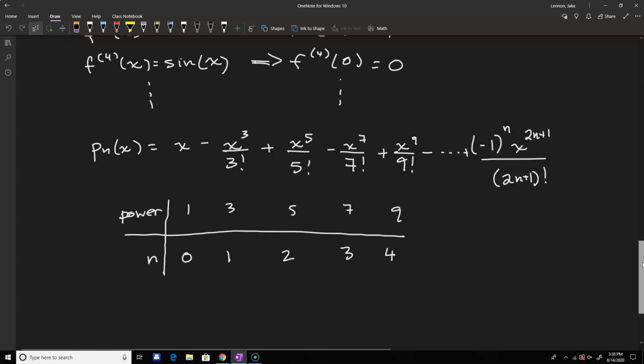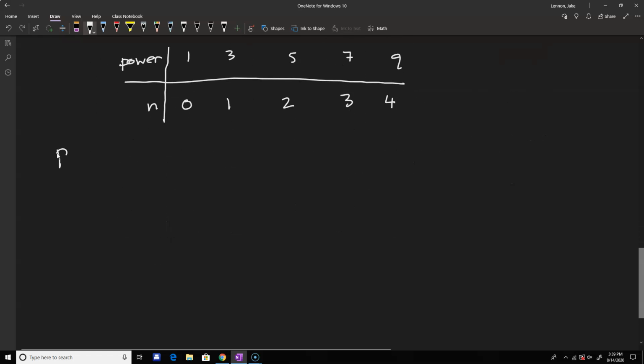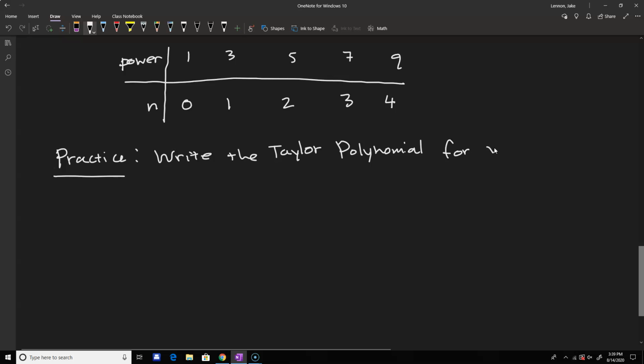So a good one for you to try. Practice, and it's going to be very similar. Write the general Taylor polynomial for y equals cosine of x centered at a equals 0. You might even guess it based on the series that you see for sine here.